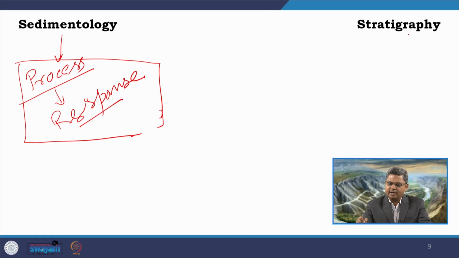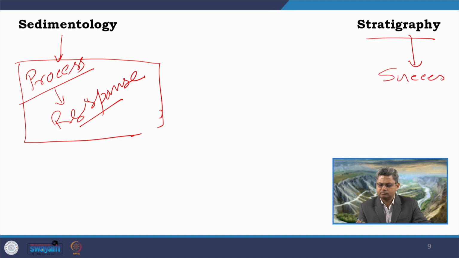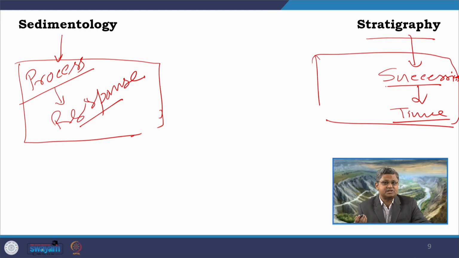On the other hand, another end member is the stratigraphy part. So, in this stratigraphy part, we are not concerned about the process response, but what we are looking at is the overall succession, and those successions are arranged and interpreted in terms of time. So, we have a time connotation which actually controls the stratigraphic study.